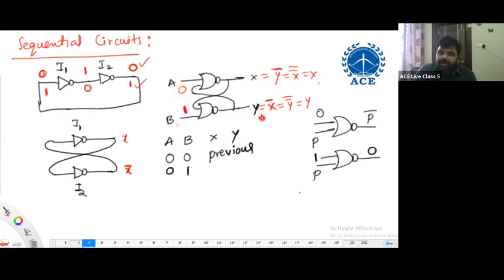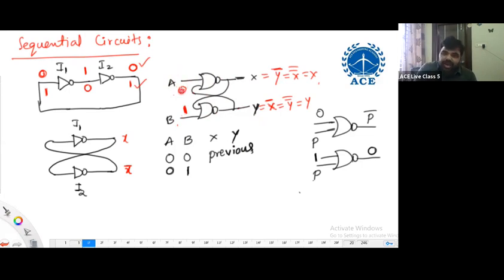Complement of the other input. But for this NOR gate, one input is 1. What is the output? As one input is 1, what is the output of this NOR gate? 0. It doesn't need to know what X is. But to know what that X is, I should know Y. Dependency you need to understand.